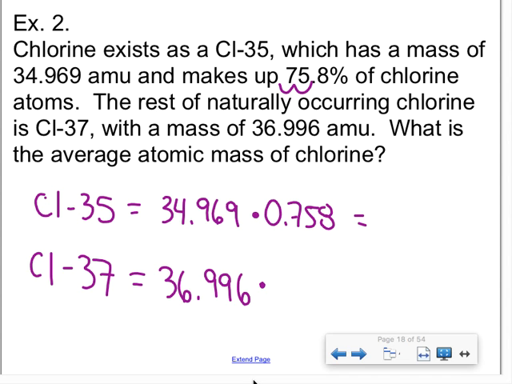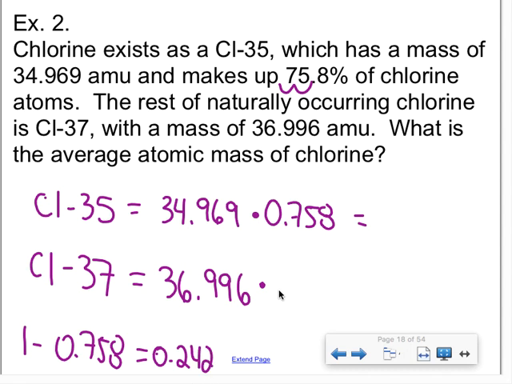Well, yeah, but how come that one's 75% and that one's only going to be 24.2? It's just the way it is in the universe. I just don't know. Okay, so if I take 1 minus 0.758, I get 0.242. Thank you.